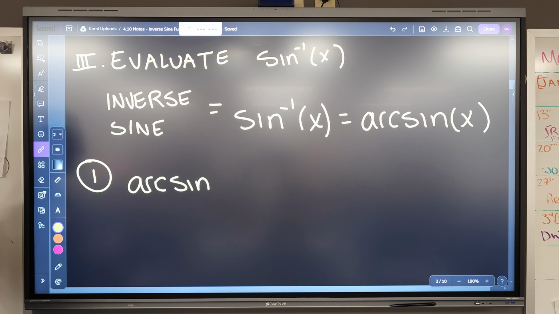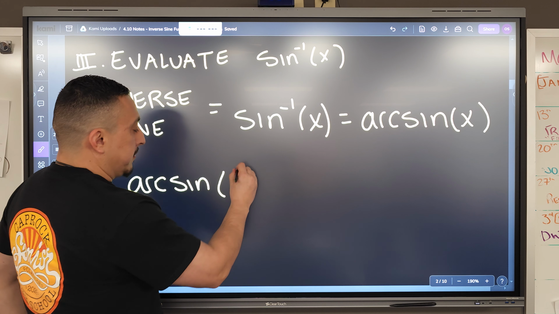Okay, so number 1, let's do the arc sine. This is where you need your unit circle. So if you have it, get it out. Okay. I'm out of copies. I'm gonna make more copies for you guys.